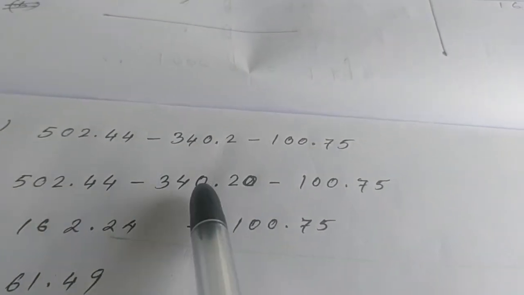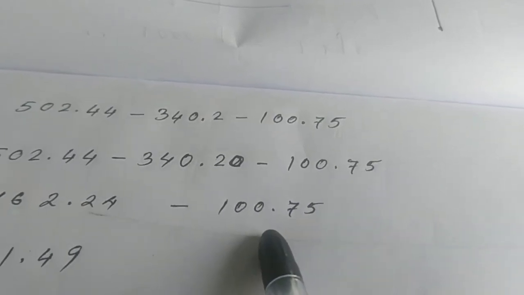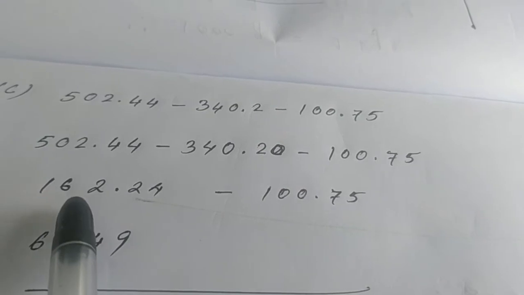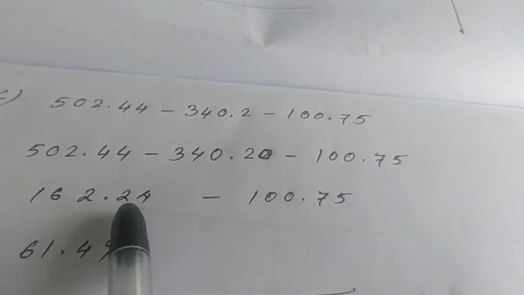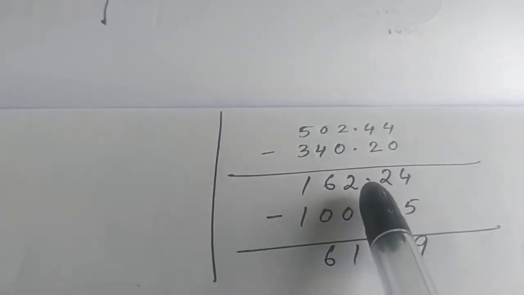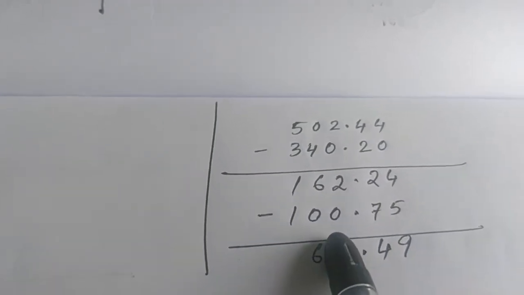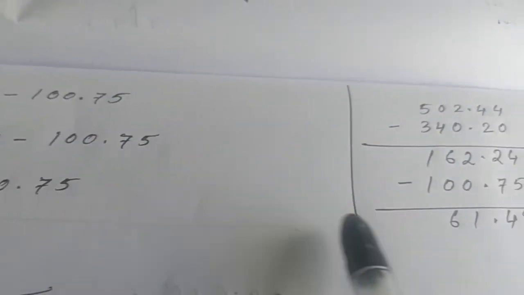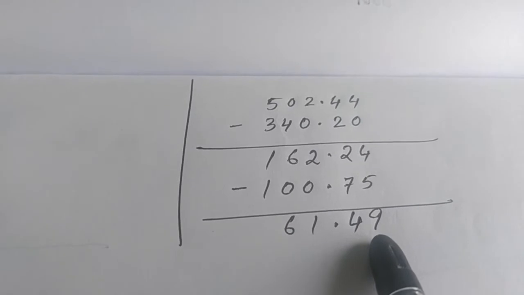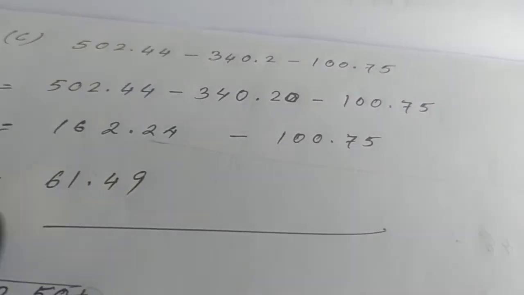See here, 162.24 I got after subtracting this from this, and then minus 100.75 I have written here, and then again you will subtract 100.75. So here it is 162.24, from 162.24 you are subtracting 100.75. Okay, so you got 61.49, right? So in this way you will find out the answer.